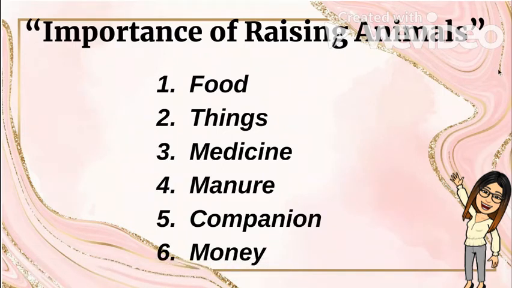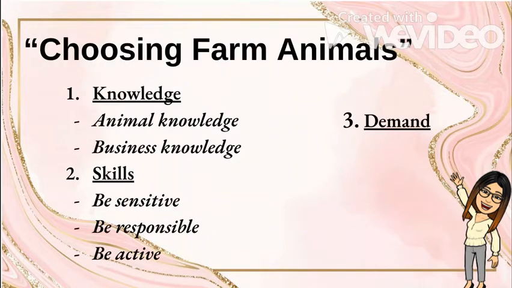So, in choosing farm animals, class, careful planning means choosing appropriate action to achieve a specific goal. Always remember, class, first, it is necessary to find suitable animals to raise at home or in a farm.